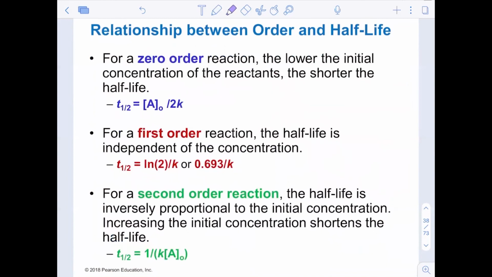The relationship between order and half-life is very important. Essentially, to derive the half-lives for each order, we would take the integrated rate law and plug in A initial is 1, and A at time t would be half of that, 0.5. You could choose any two values that you wanted to derive the half-life, as long as the initial was twice as much as the A at time t.